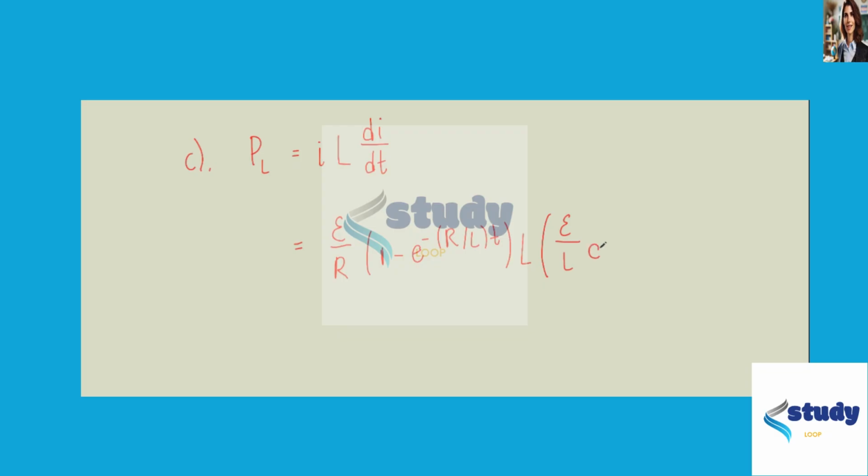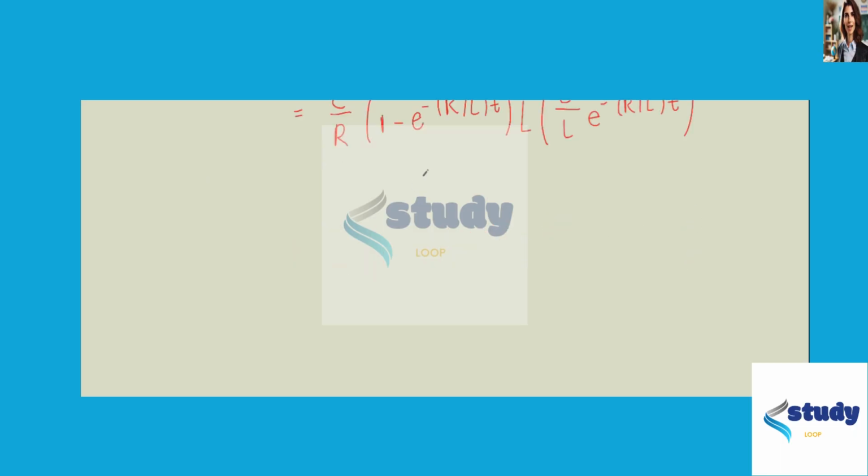So if we differentiate the expression for I above with respect to time, we get epsilon over L e to the minus R divided by L times t. And if we simplify this expression, we get that this is epsilon squared over R into e to the minus R over L times t minus e to the minus 2R over L times t.